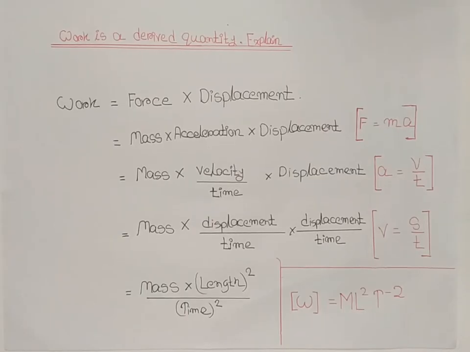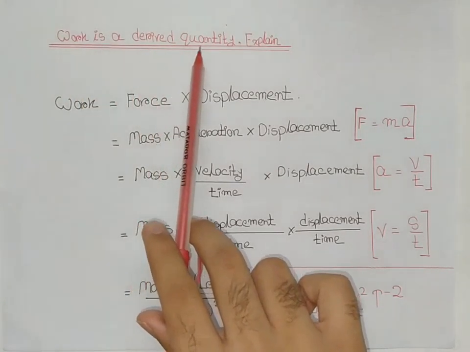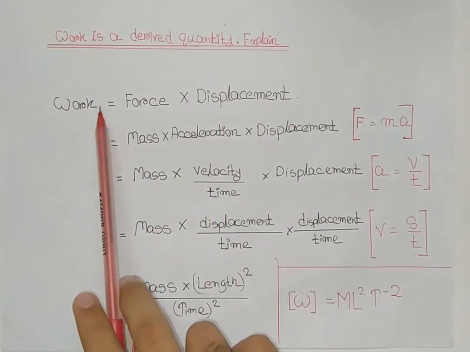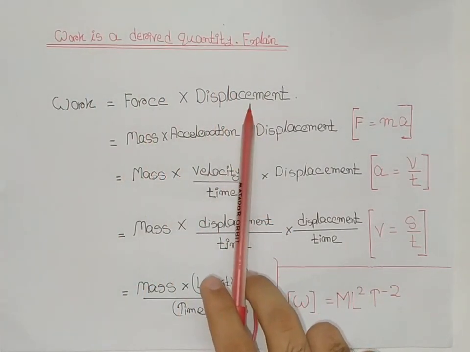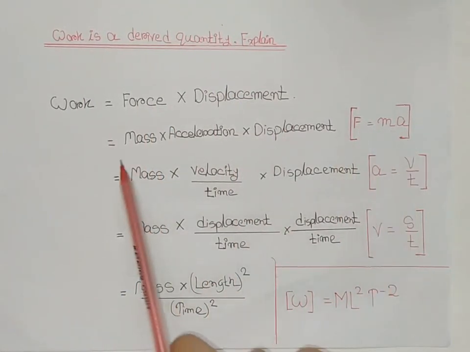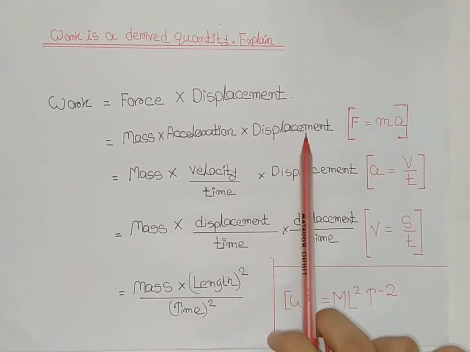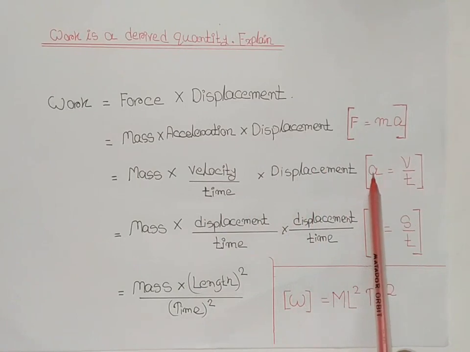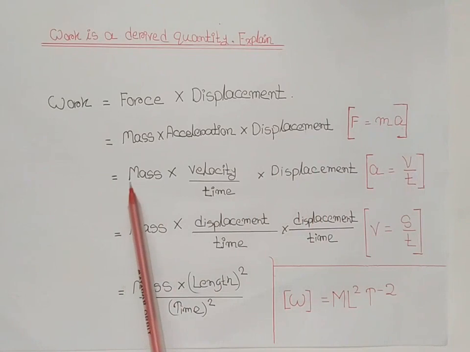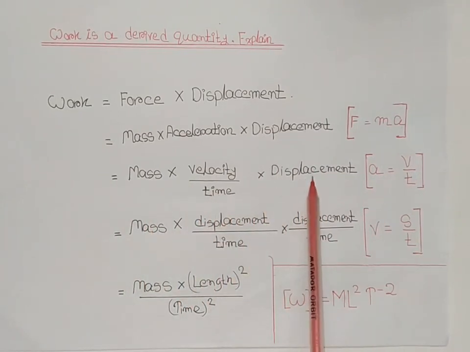One of the most important questions in class 9-10 physics is to prove work is a derived quantity. Now I am going to explain how we can prove. Work equals force into displacement. We know force equals mass into acceleration. So we can write work equals mass into acceleration into displacement. Then we know acceleration equals velocity divided by time. So we can write mass into velocity divided by time into displacement.